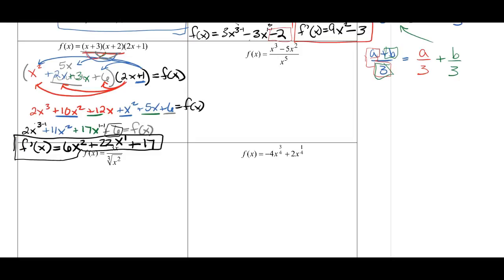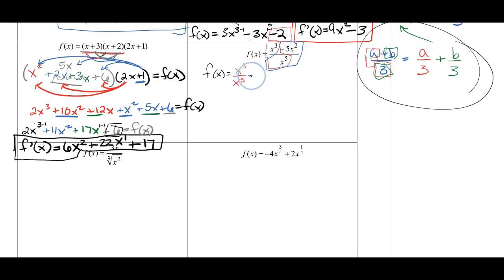Let's see a slightly more straightforward example. f of x equals x cubed minus 5x squared over x to the 5th. We're going back to that pulling apart the fraction concept that we had here. So I'm going to rewrite this. f of x equals x cubed over x to the 5th minus 5x squared over x to the 5th. I can reduce these functions.